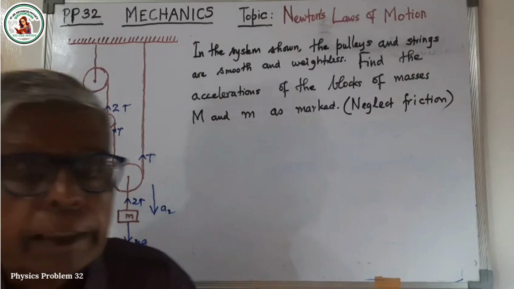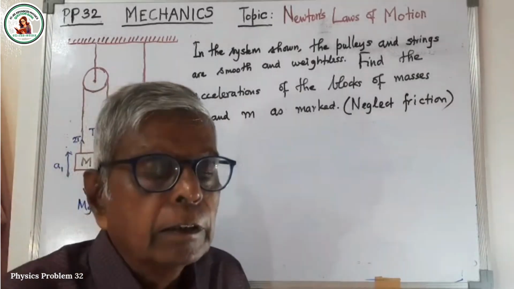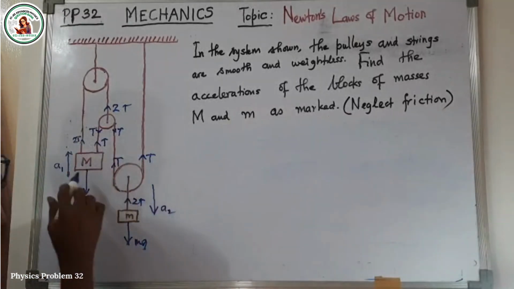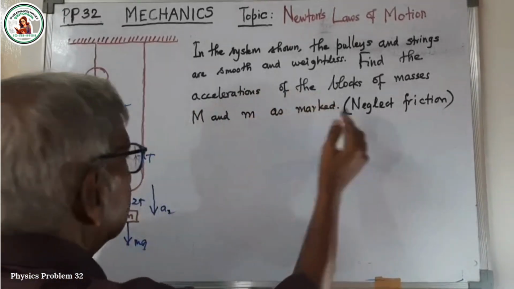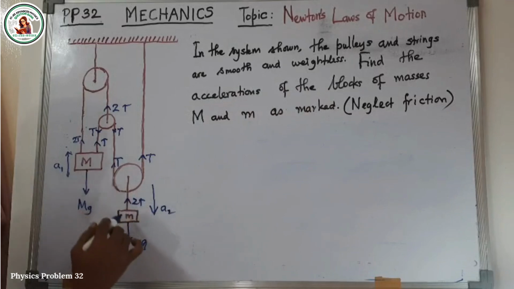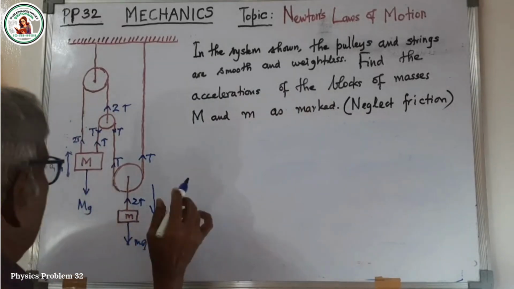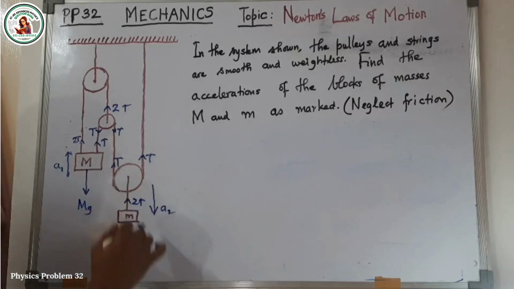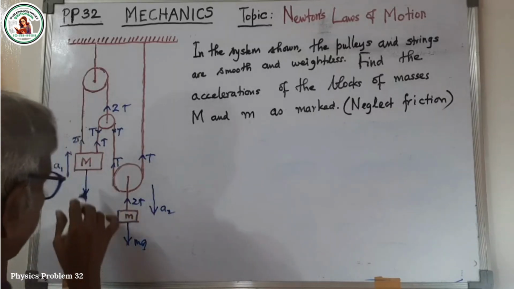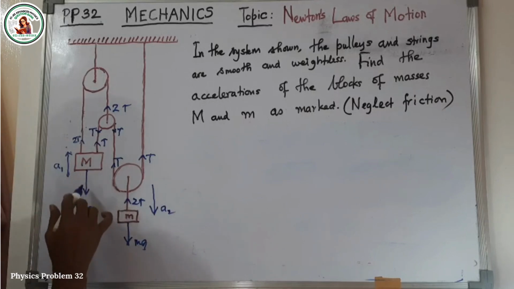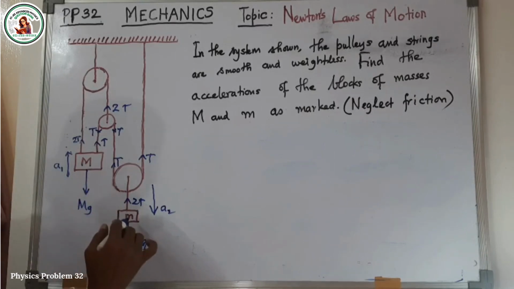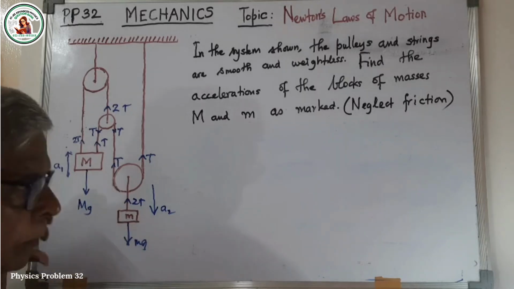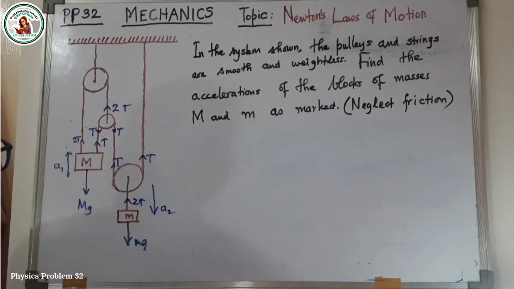This you can take as a continuation of our earlier discussed problem. Now we have to find the individual accelerations of the two blocks, capital M and small m masses. I have already marked the forces on the diagram. You can see the weight of capital M is capital Mg, and the weight of small m is small mg, marked downwards for both cases. Then the tension in the string.